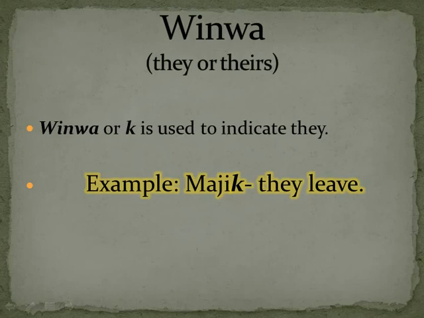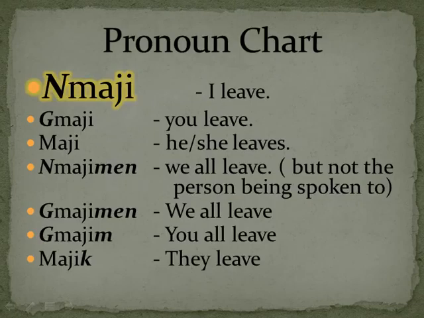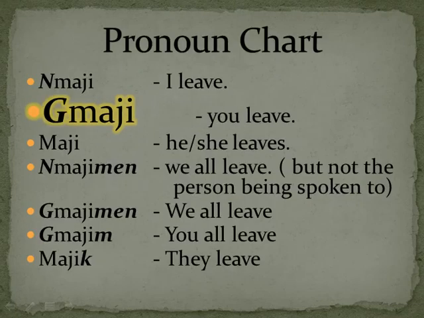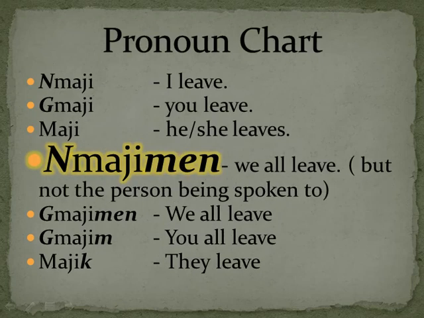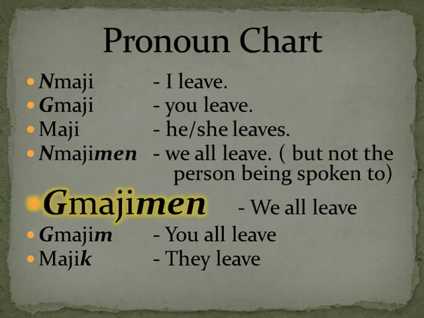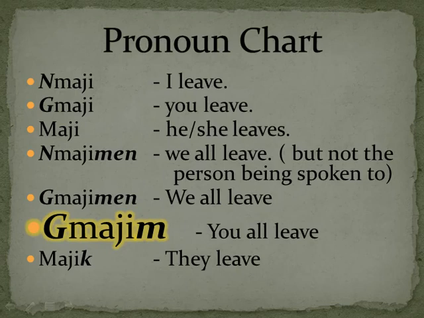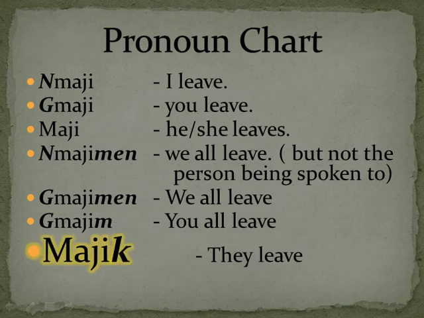For example, you could use the verb binchige, to clean, and say binchigek, they clean. You just need to work on understanding this pattern. Namaji, I leave; gamaji, you leave, the G being you; maji or wamaji being he or she; namajiman, the N and the men, being we but not you; gamajiman, we all; gamajim, you all; and then majik, the K, they. And that's it for this lesson.